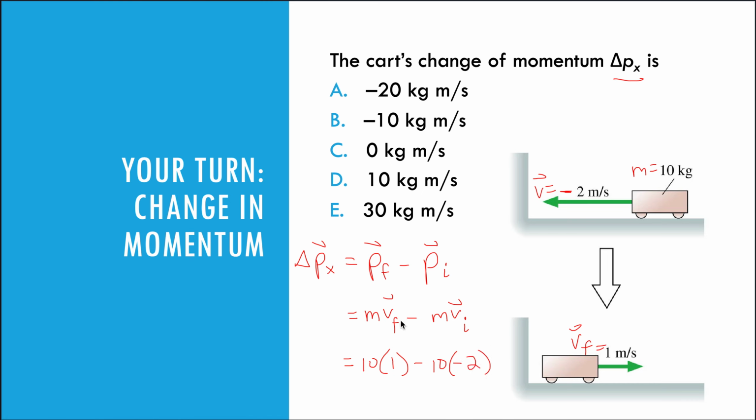So when you plug in 10 minus a -20, you end up with a positive 30 kilograms times meters per second. Another reason I wanted to do this example is because we're going to see change in momentum very, very often, starting in the next video.